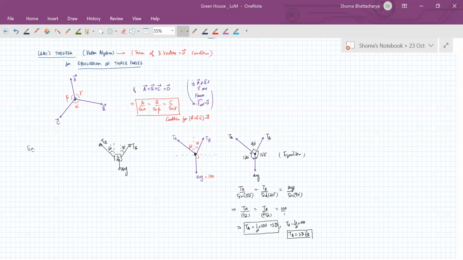Okay, so this is the condition for equilibrium from Lami's theorem. So this is just a shortcut method for you, and as you have seen already in your major tests, even saving a minute is a very big thing in JEE, because it means one more question you can attempt.